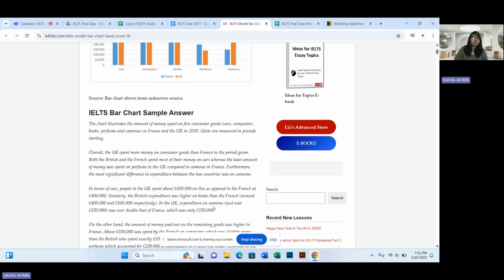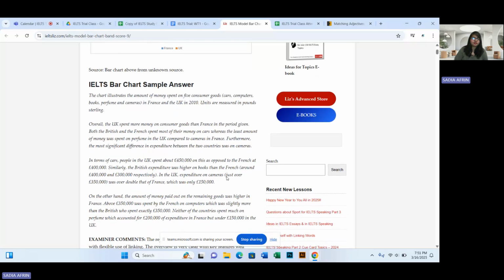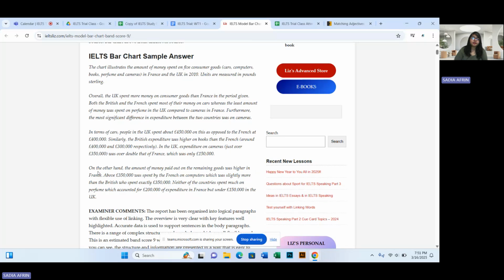Okay, in the UK, expenditure on cameras, just over 350,000, was over double that of France, which was only 150,000. See, they use phrases like "just over double" and "was over double that of France." You can use structures like that, and you'll get good points. "On the other hand" is another good phrase that you might want to use in your writing task 1, as well as in writing task 2. It's very, very popular. The amount of money paid out on the remaining goods was higher in France.